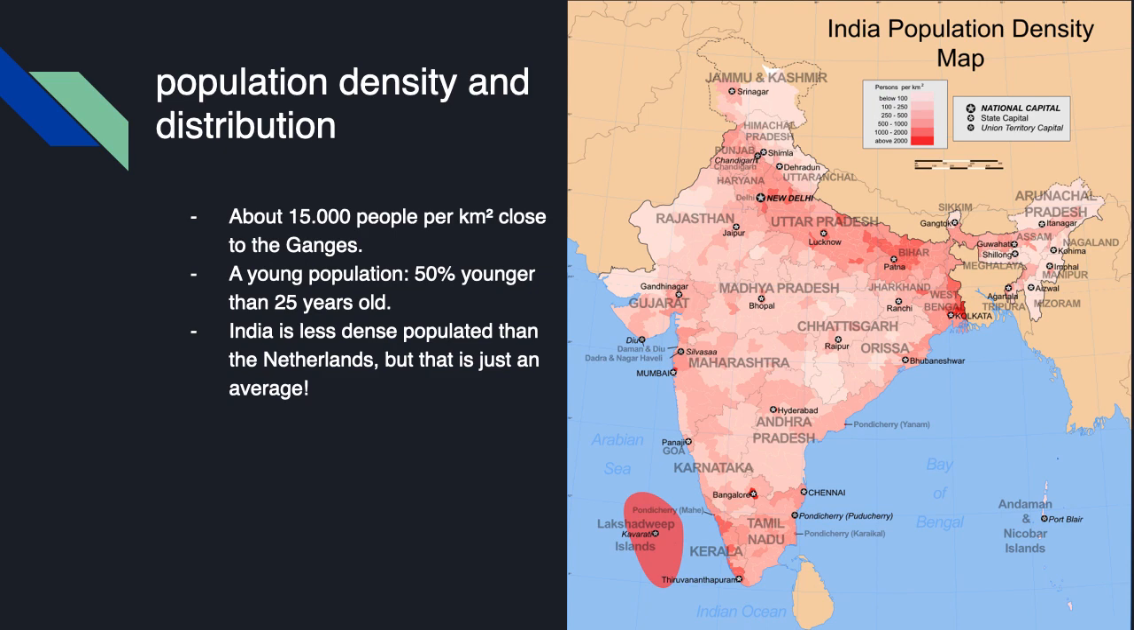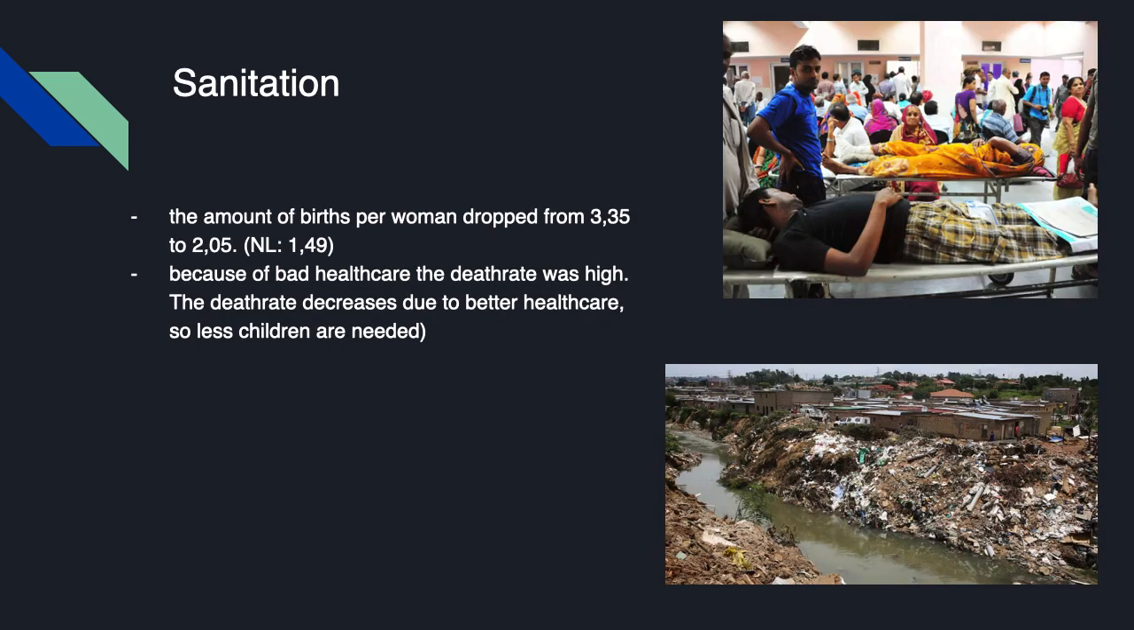Then development. The development of India goes pretty fast. And you can see that if you look at the number of births per woman. Some years ago it was 3.35 and it dropped to 2.05, I'm sorry. And in the Netherlands it is 1.49 this year. And what does this mean? Well, there's what they call a replacement rate. In what case does this happen?